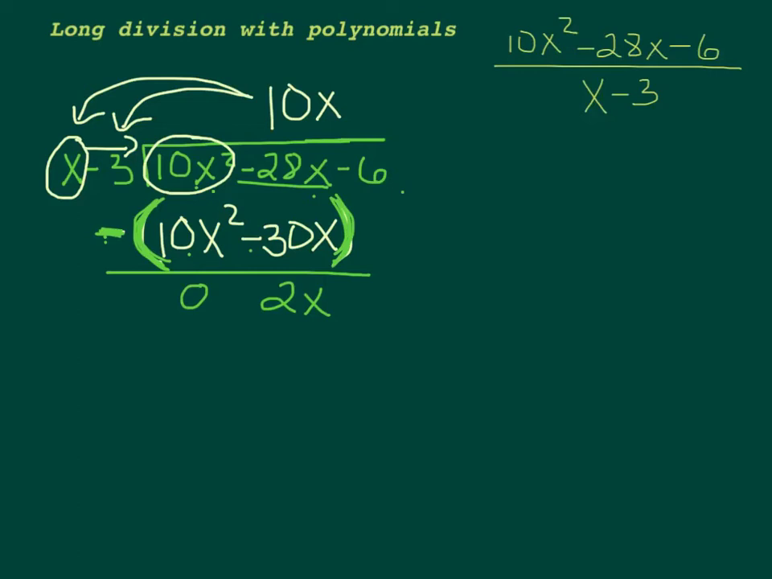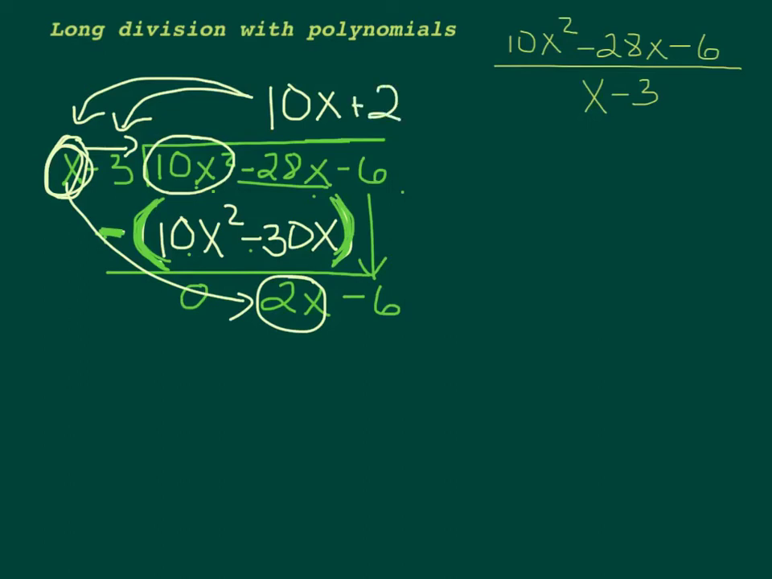And then you bring down your minus 6, just like in old-fashioned long division. All right, then we are going to do the process again. We're going to take this x, and now we're going to look at this 2x. We're going to say x times what is 2x? Well, x times 2 is 2x, so we're going to put a little plus 2 up here.